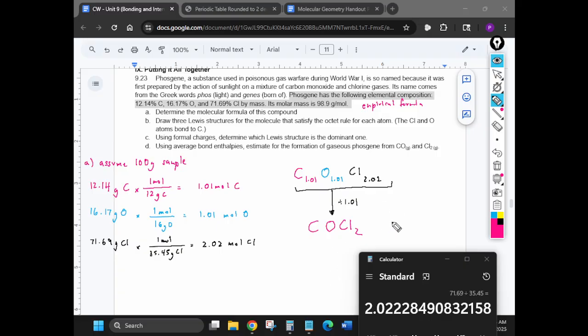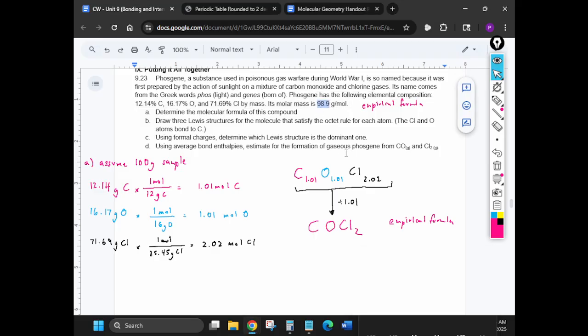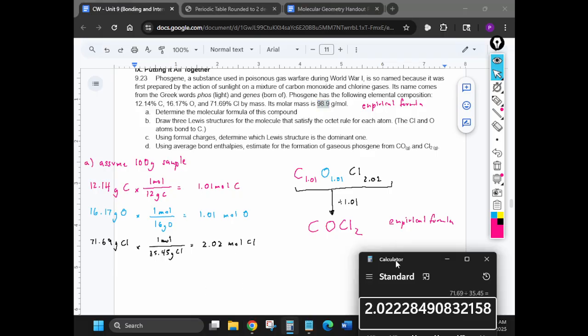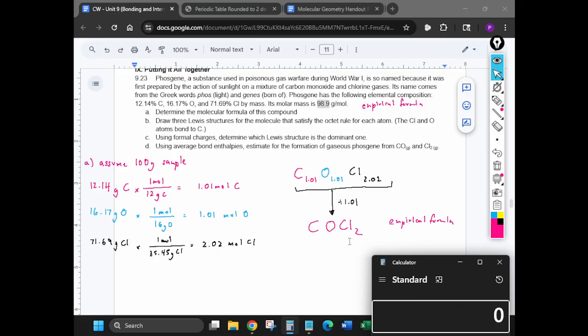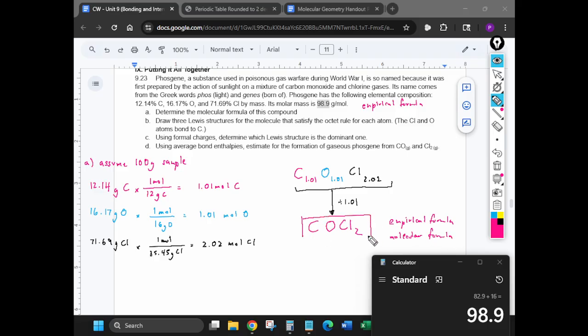All right, so remember, this is our empirical formula, so we're going to label that. It tells us the molar mass, though, of the actual formula, the molecular formula. That is 98.9. So what we're going to do is see what the molar mass of the empirical formula is. Well, it's 35.45 for the chlorines, and there's two of them, plus 12, plus 16. Well, I guess the empirical formula is the molecular formula. So we're going to write that this is also the molecular formula, because if you add them all up, it's still going to be the same structure, or formula. So COCl2 will be the formula of phosgene.